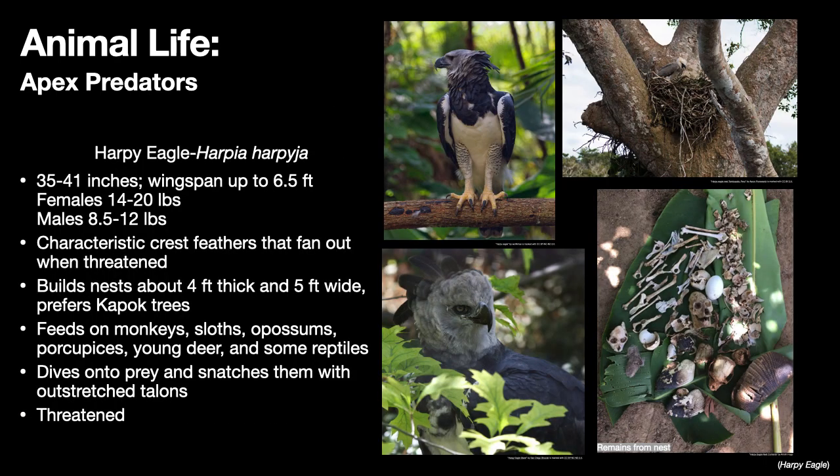Harpy eagles are identified by their size and notable crest feathers that fan out around their head when threatened. They feed on a wide variety of prey as seen by the remnants found in a harpy eagle nest that includes various primates, armadillo, sloth, and other remains.